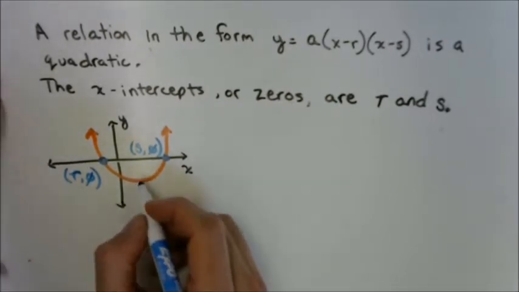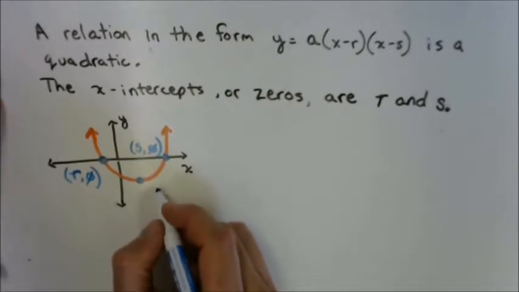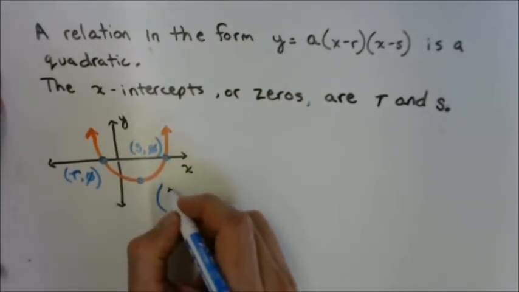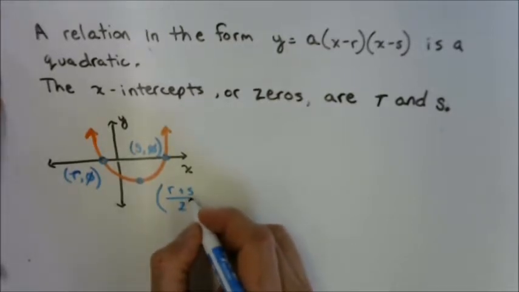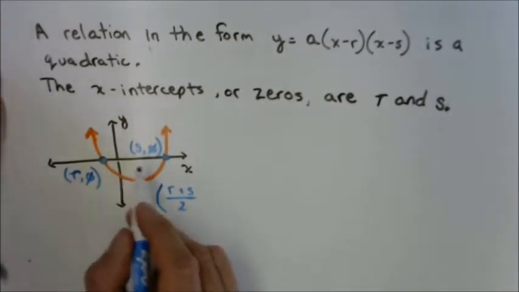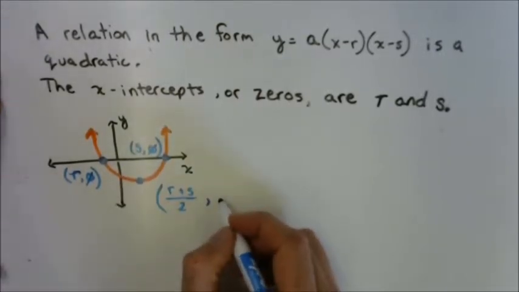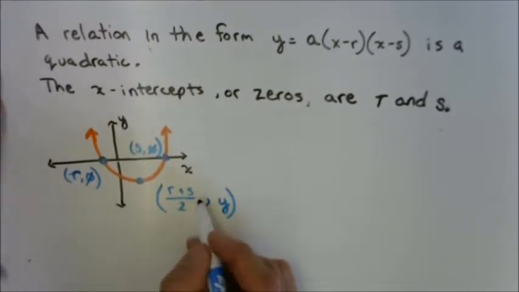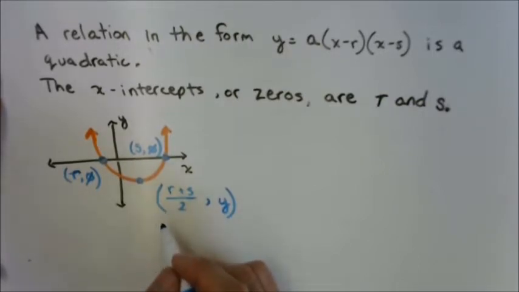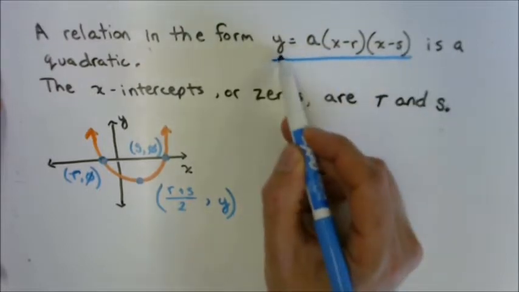Good. The vertex down here, the lowest point, has the x-coordinate (R plus S) over 2. It's just the average, or the mean, of both x-coordinates because it's right down the middle. And the y-coordinate, we're just going to write y for now. But basically, you would find the x value and then sub that x value into your original equation in order to find out what y is.